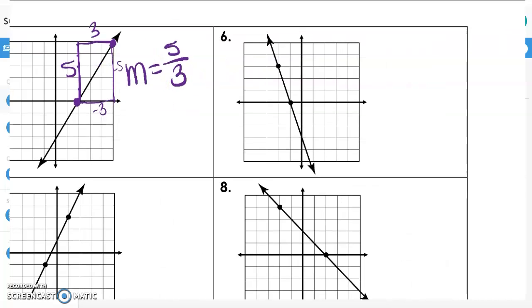Number 6, hopefully you notice right off the bat that this is negative. So if we start left and go here, we go down 3 and right 1. So we have negative 3 over 1, which we just write as negative 3. You do not need to have a 1 on the bottom. Again, you could have started here and gone up, which is positive, and then left, which is negative. So negative 1 would have divided out to negative 3.